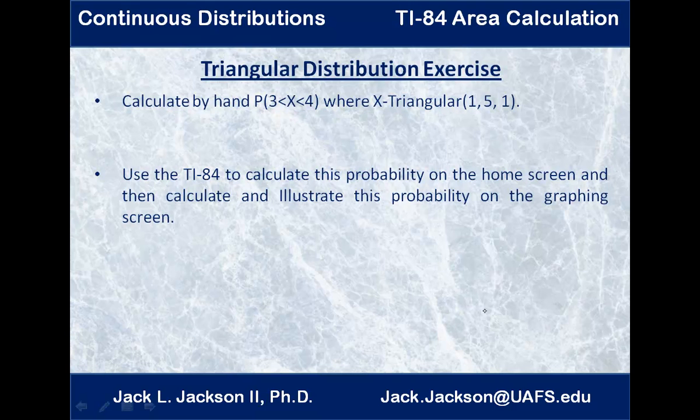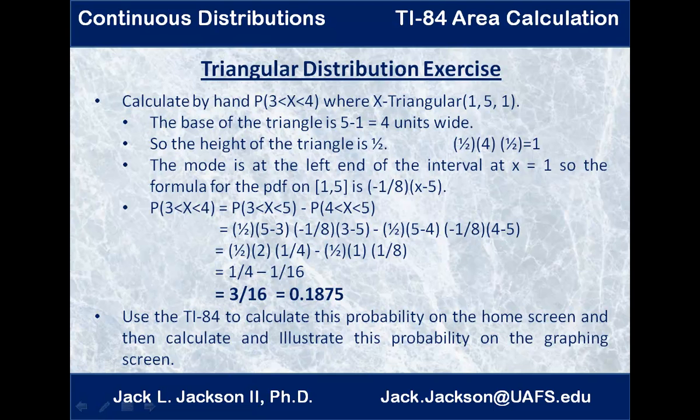Okay, well you're back, and hopefully you're able to do it by hand here. Here's the by hand part first. So the base of the triangle is 5 minus 1, which is 4 units wide. The height of the triangle has to be 2 over that, so it's 2 over 4, which is 1/2. And let's just double check that. The area of the full triangle is 1/2 base times height. That's 1/2 times 4 times 1/2, and that turns out to be 1, which is what it's supposed to be.